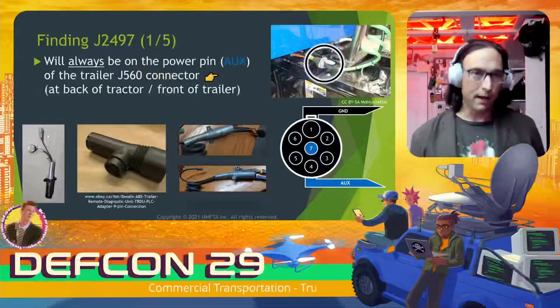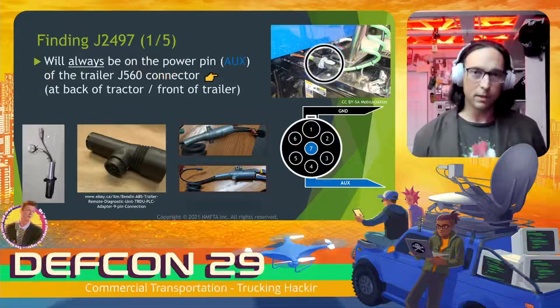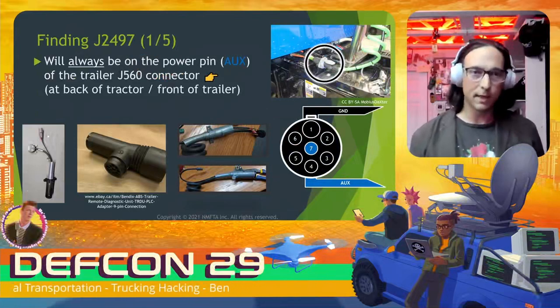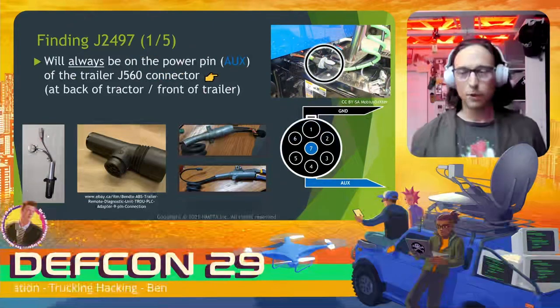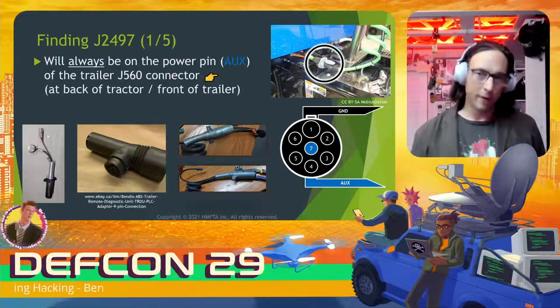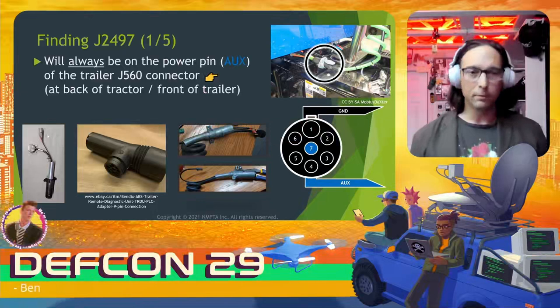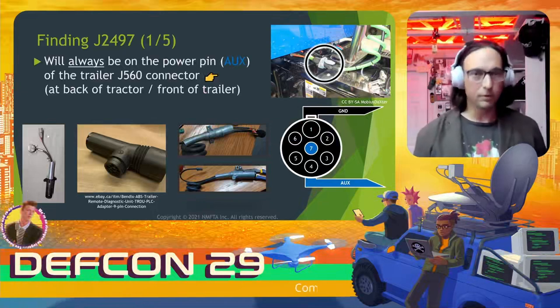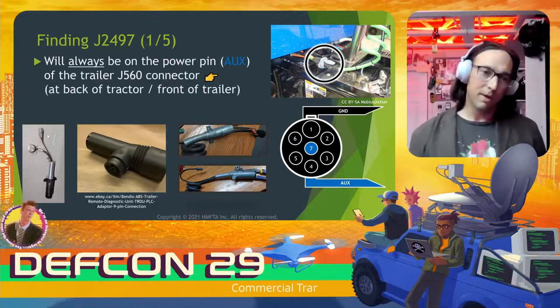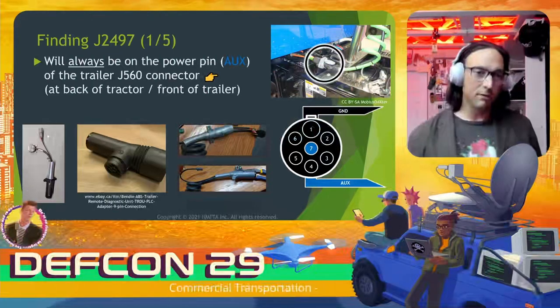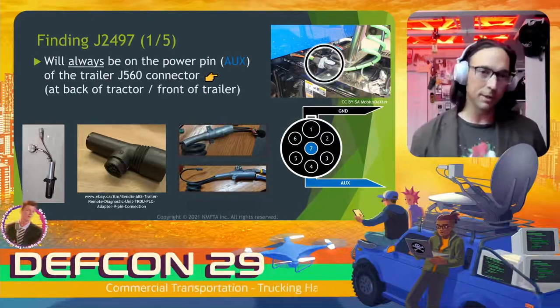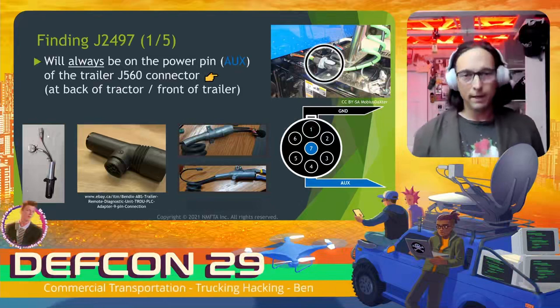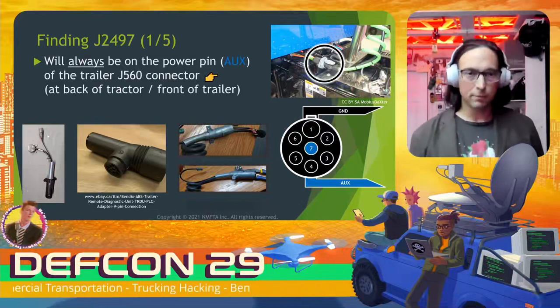So where are you going to find J2497? Well, it's always going to be on that power pin, the center pin, aux on the J560 connector at the back of the tractor or the front of the trailer, pictured on that green cable in the top right, which means all the adapters in the bottom left are your friend. So you might find some adapters that give you a DB15 power right out to the J560 as pictured in the bottom left. There are inline adapters next from the left.